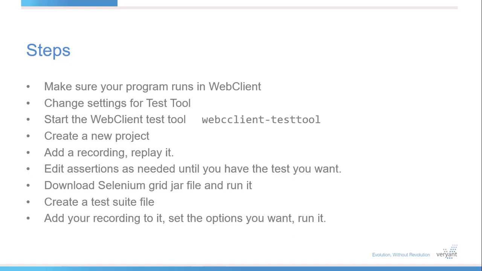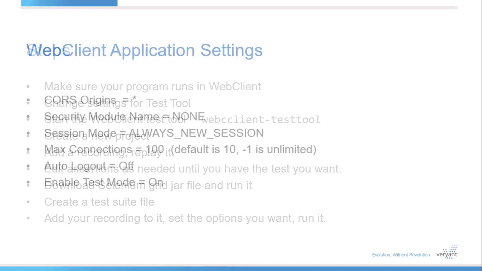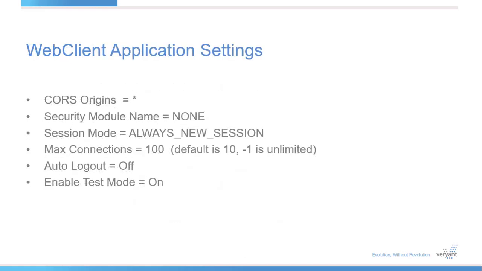If you want to do a load test, you can either download the Selenium Grid jar file, or you could use one that's online. You'll create a test suite. You'll add your recording to it, set your options, and then you can run it as many times as you want. Now, I mentioned that there were some specific settings that you needed to set in your web client application. These are the settings, and we're going to look at each one of these in the demonstration.